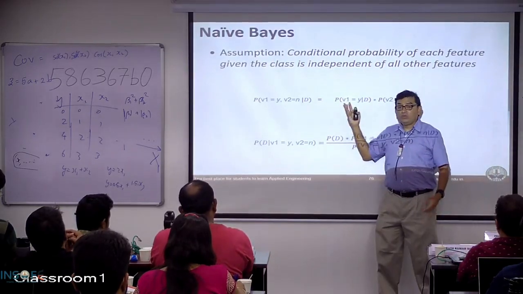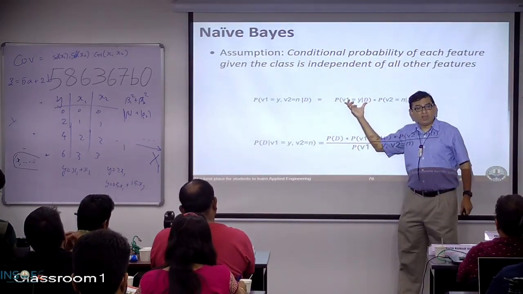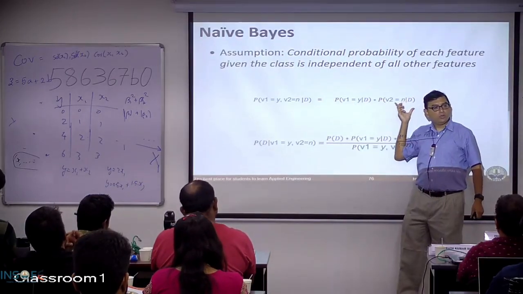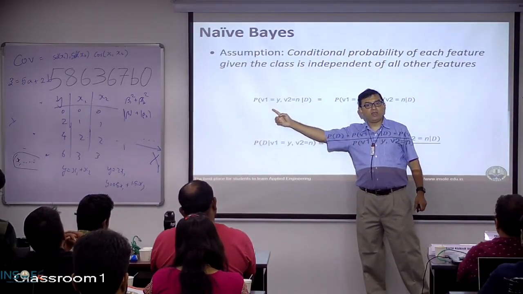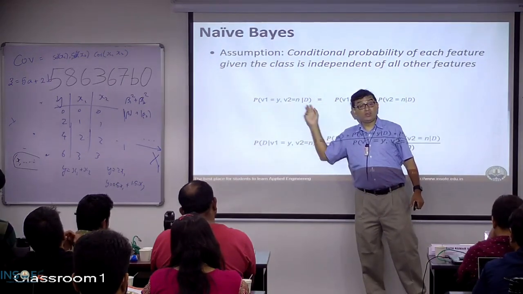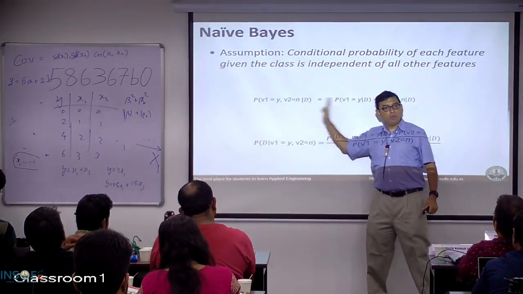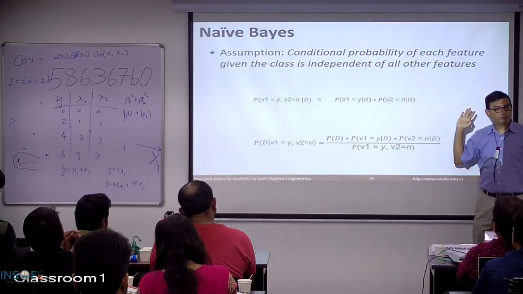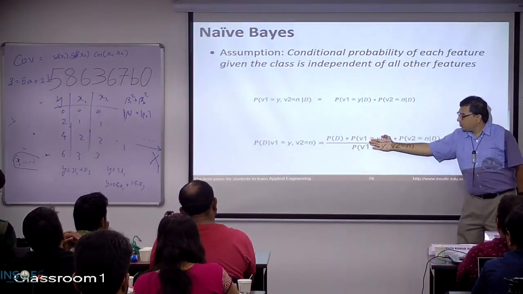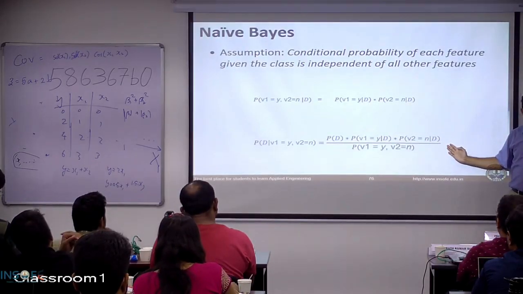Why do we have to make the assumption? This is easy to evaluate, and this is easy to evaluate. So I can take a product and make an estimation of that. But the joint probability is harder to evaluate. So naive Bayes makes this particular assumption. After I do that, the equation becomes this.